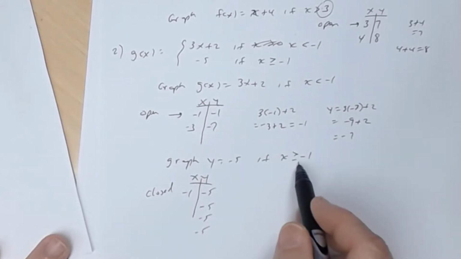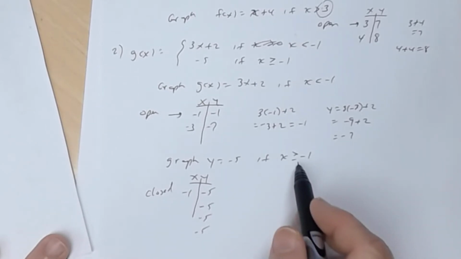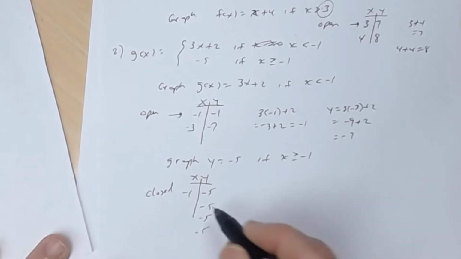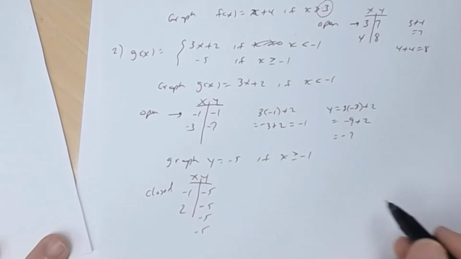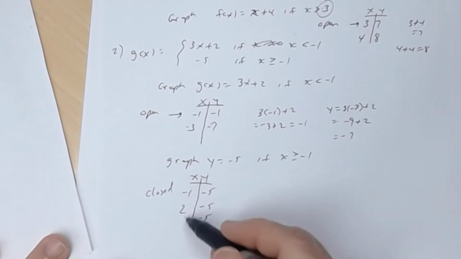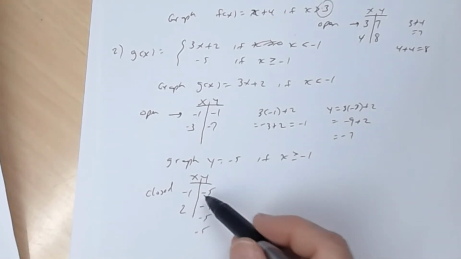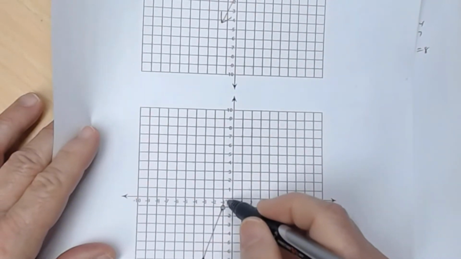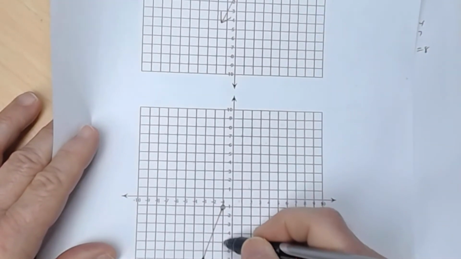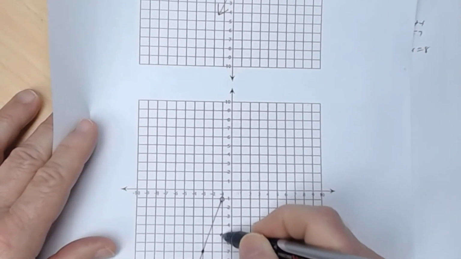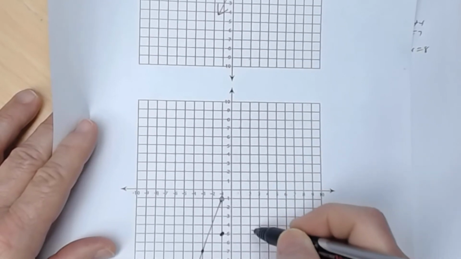I've got to pick another number here, so you've got to pick a number that's greater than or equal to -1 to be able to graph this. So if x is, let's say, 2, what's y? Well, y is -5. And remember, all you need are 2 points. So now we're going to graph this. So (-1, -5). All right, now remember how you're going to do this. (-1, -5) is here. That's going to be a closed circle, and make sure it looks closed.